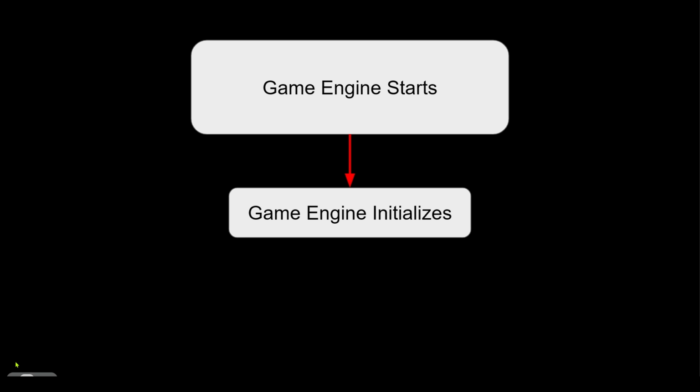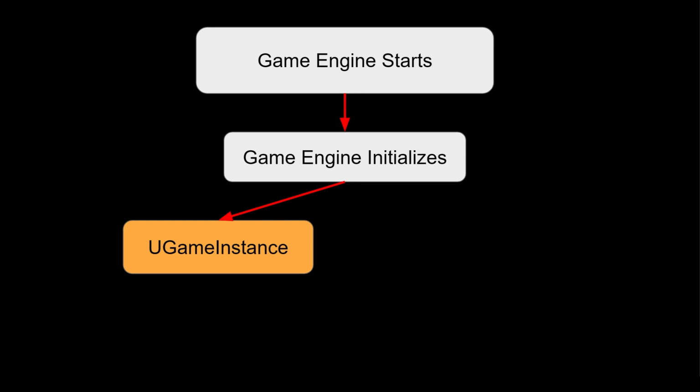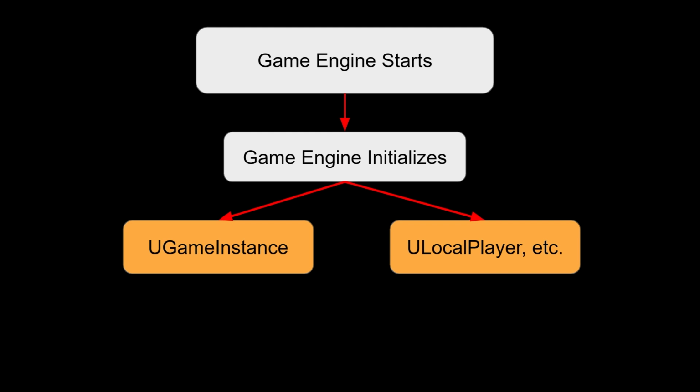So first, the game engine starts. You open up Unreal Engine, but then it starts initializing different objects and different classes and different functions. And eventually it gets to initializing something called UGameInstance. And it also initializes things like the local player class and other things. But the thing that's special about these is that they start after initialization and they don't go away until the Unreal Engine actually shuts down.